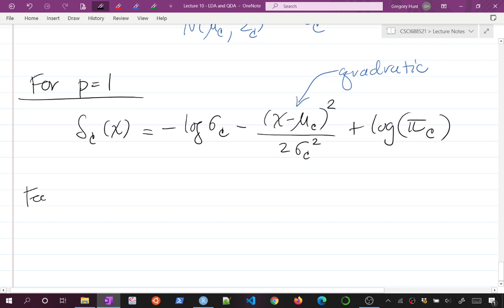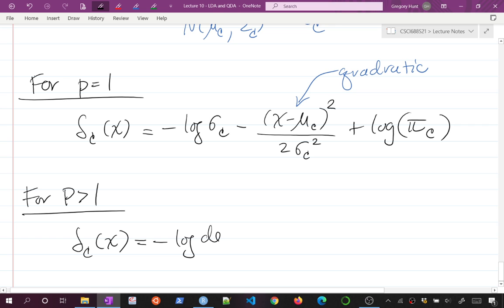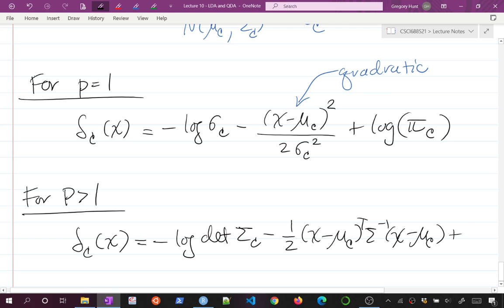You could do the same derivation for p bigger than 1. And now, instead of having just a sigma squared for the class, we have a whole covariance matrix. And the discriminant function in that case is negative log determinant of the class covariance matrix, sigma c, minus 1/2 x minus mu c transpose sigma inverse x minus mu c. So this looks kind of familiar. And then we have our prior class probability, plus the log of pi c.